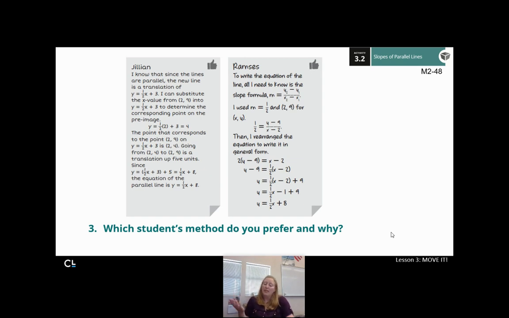So I don't know about you, I like both methods. I don't know, I just like math. I like them both, but maybe you decided there was one you liked better than the other.